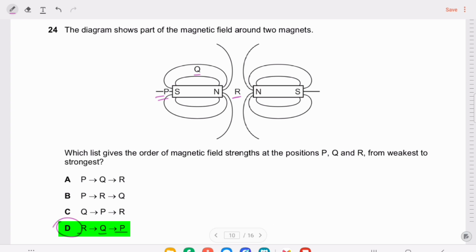Now let's understand this situation with an example. Imagine people are standing in a queue. If people are packed closely together, the crowd is dense. If people are spread out, the crowd is weak. So magnetic field lines work in exactly the same way. Closer together means stronger. Whenever you see magnetic field diagrams, don't count the lines. Look at their spacings. The closer the lines, the stronger the magnetic field.